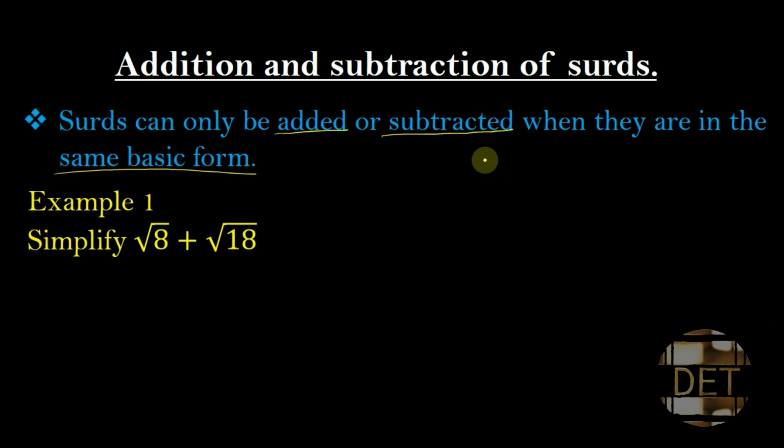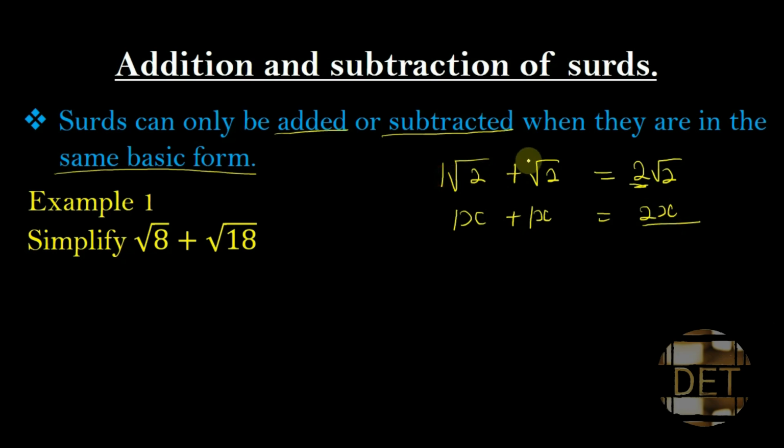For instance, if I have root 2 plus root 2, I can add these two surds together because they're in the same basic form, root 2, root 2. This will be equal to 2 root 2. It's just like in algebra, where s plus s is equal to 2s. That means there are 2 of these root 2. The same way, 1 root 2 plus 1 root 2 is equal to 2 root 2.